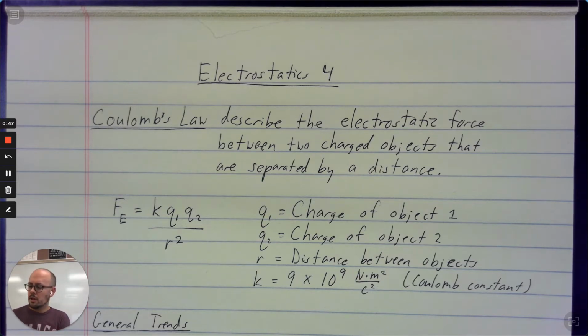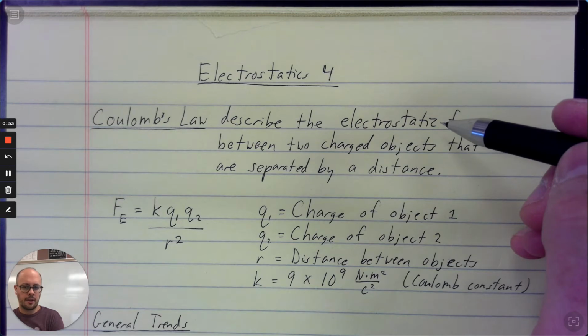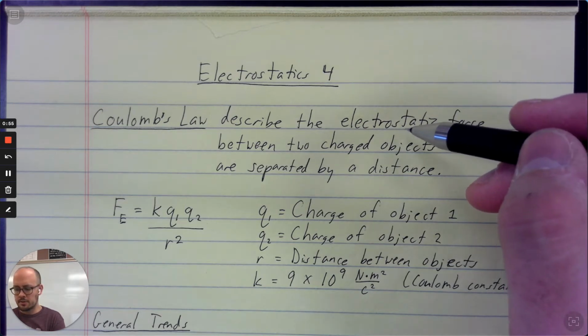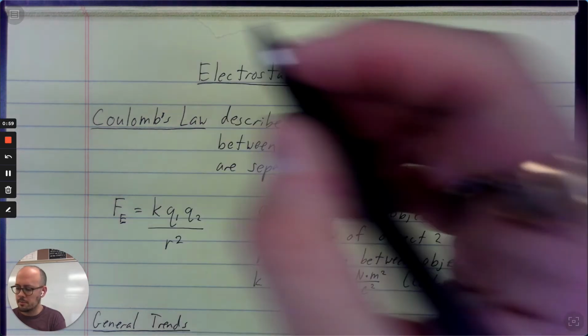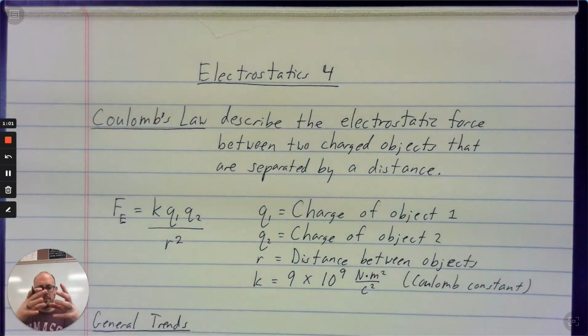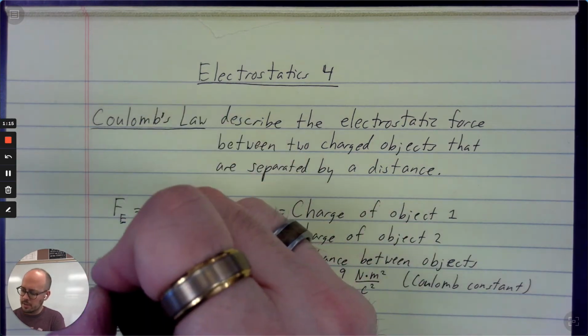We talked about how like charges repel and opposite charges attract. That means that the electrostatic force can be attractive or repulsive. It can bring two objects together, it can pull them together, or it can push them apart. And you need to know what the charges are, whether they're positive or negative, to know whether the objects will repel or not. So the equation for Coulomb's law is here.